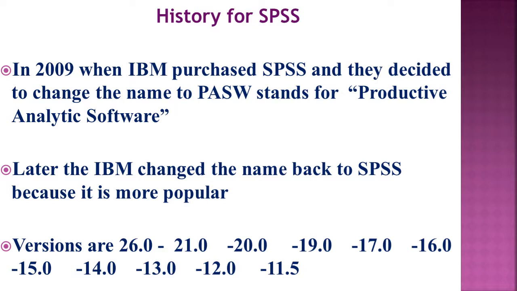There are many versions of SPSS. The latest one is 26. The previous ones are 21, 20, 19, 17, 16, 15, 14, 13, 12, and finally 11.5.